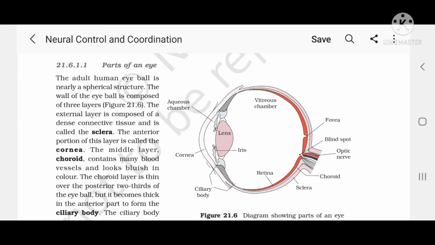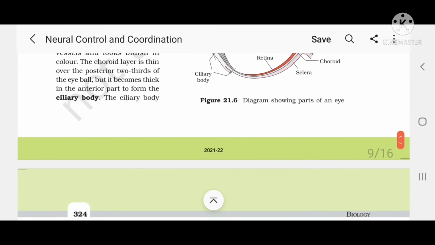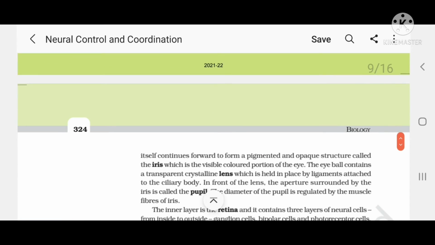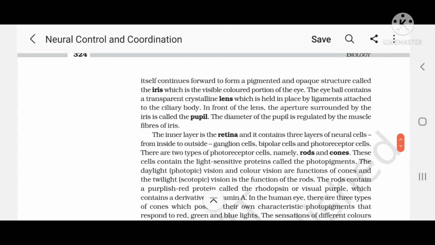The middle layer, choroid, contains many blood vessels and looks bluish in color. The choroid layer is thin over the posterior 2/3 of the eyeball, but it becomes thick in the anterior part to form the ciliary body. The ciliary body itself continues forward to form a pigmented and opaque structure called the iris, which is the visible colored portion of the eye.